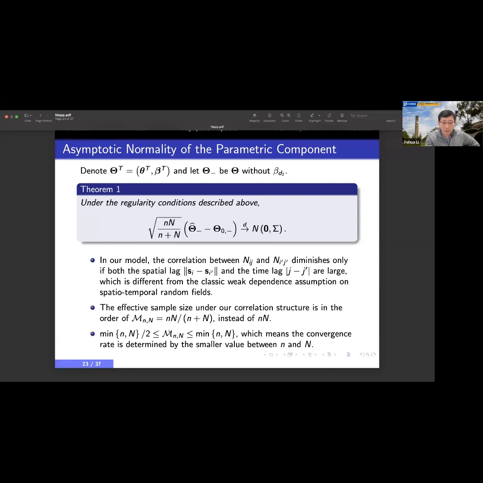And also we find this effective sample size is somewhat in the same order as the minimum of little n and capital N. So the convergence rate is determined by the smaller number of the two. You need both the number of stations and the number of days to diverge to infinity in order to have consistency. Okay, all right.